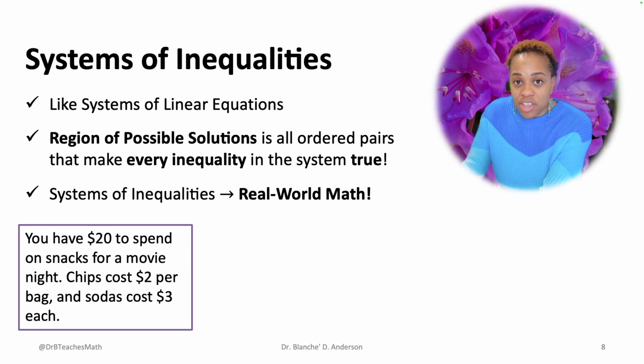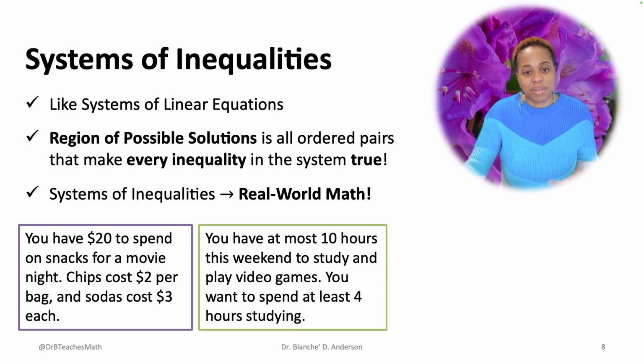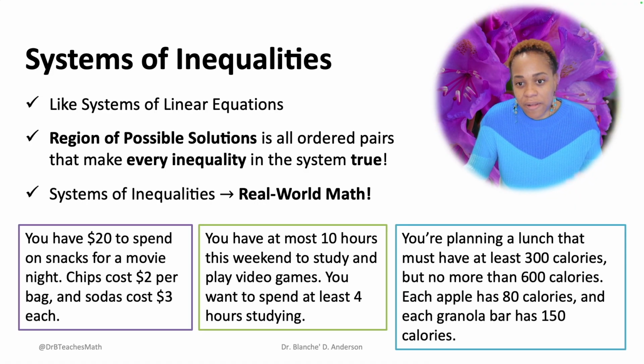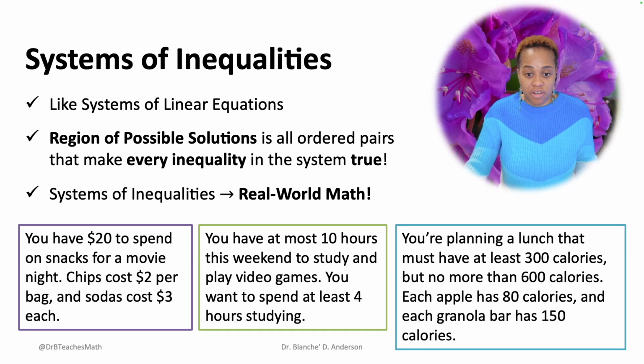That's math in the real world. So when am I ever going to use this? You use it all the time. Trust me. Look at this one. You have at most 10 hours this weekend to study and play video games. You want to spend at least 4 hours studying. System of linear inequality. You're planning a lunch that must have at least 300 calories, but no more than 600 calories. Each apple has 80 calories and each granola bar has 150 calories. That's a system of inequality.